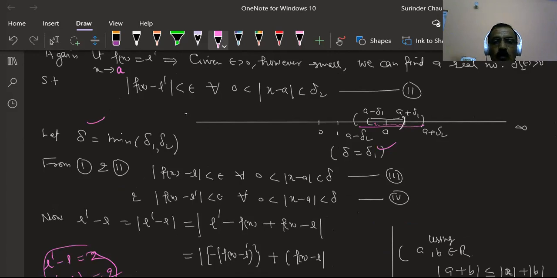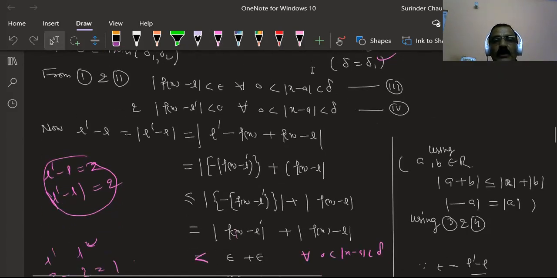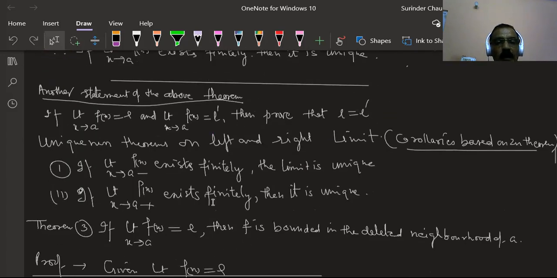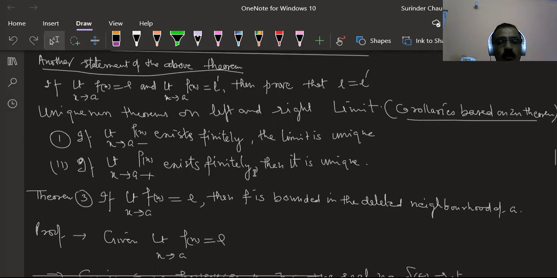Where both inequalities hold true, we will convert this domain from a minus delta 1 to a minus delta, the minimum of delta 1 and delta 2, except x is not equal to a in the domain, and the same for the right limit. You can prove it by changing this domain. You can prove both these parts, and solve them also, right?